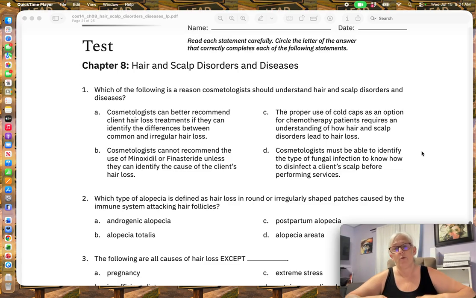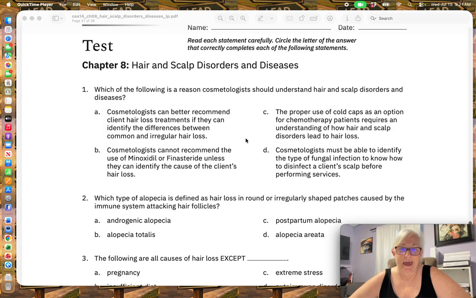C, the proper use of cold caps as an option for chemotherapy patients requires an understanding of how hair and scalp disorders lead to hair loss. That is true, but that has nothing to do with why we need to understand hair and scalp disorders and diseases. D, cosmetologists must be able to identify the type of fungal infection to know how to disinfect a client's scalp before performing services. All right, so based on all of those, which I hate reading the long ones, I'm sure you do too, but we got to do it. A is the most likely answer. Let me go ahead and just check. A is the answer. Cosmetologists can better recommend client hair loss treatments if they identify the differences between common and irregular hair loss, right? So there's a big difference between, oh, you're losing a little bit of hair because you're postpartum, or you're losing your hair because of chemotherapy, right? So that's the answer, A.